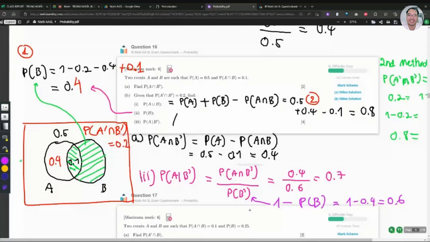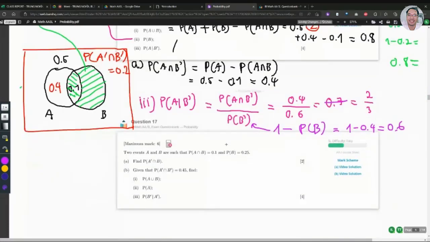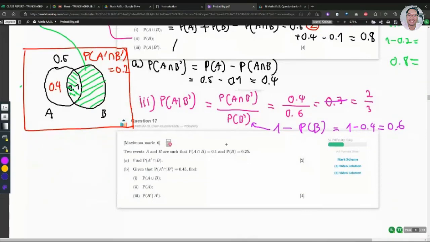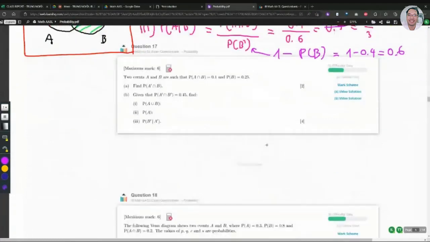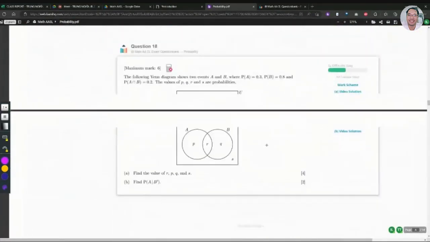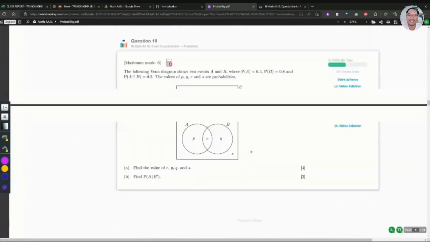They'll round up to one sig fig, right? Because there's only one sig fig in the question. Or you just need to write the fraction. Okay, 4/6, which is 2/3. You should write the fraction instead of the rounded number. Yeah. It should be as accurate as possible. That's good. Now, question 17. A few more easy questions before moving on to the medium part.